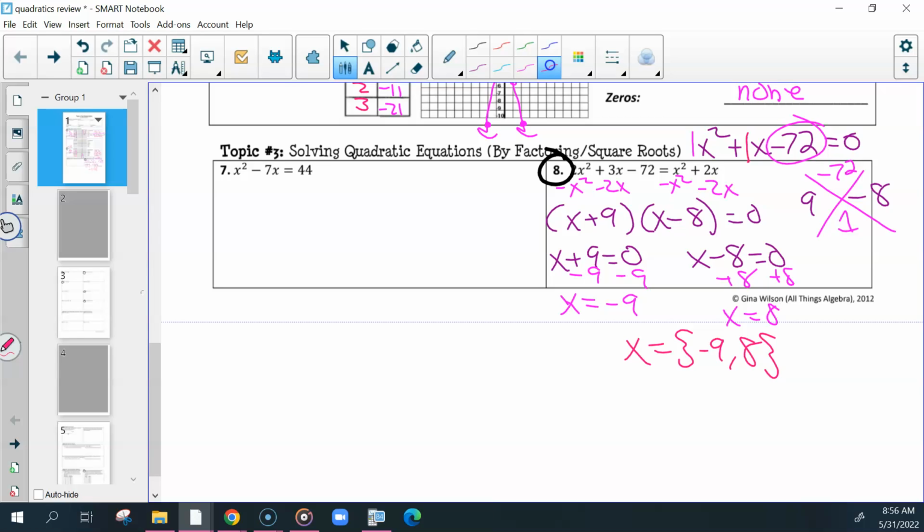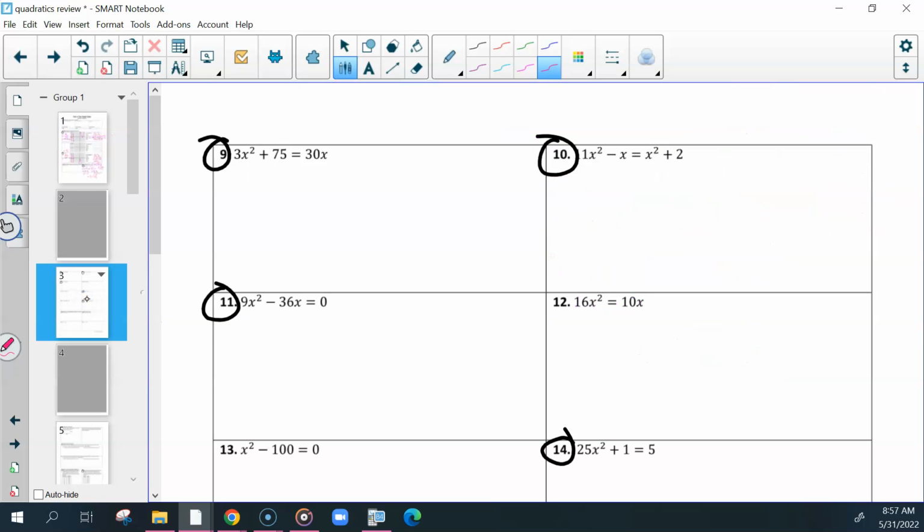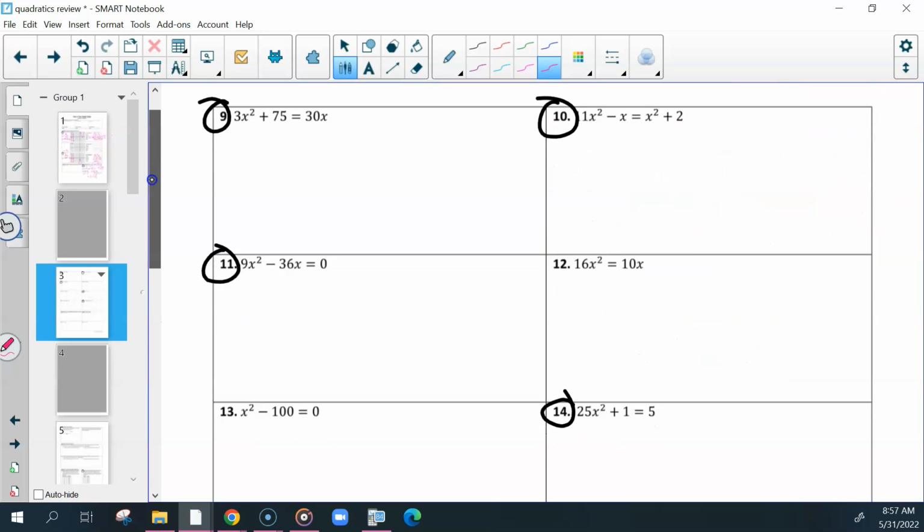Not an ordered pair, it's a set of numbers. Remember that when you do this, you should only have 2, 1, or no answers. So if you have more than 2, something's wrong. If you're supposed to have 2 and only have 1, something would also be wrong. You just have to double check your work. Other questions on 8? On the back, let's see more now.